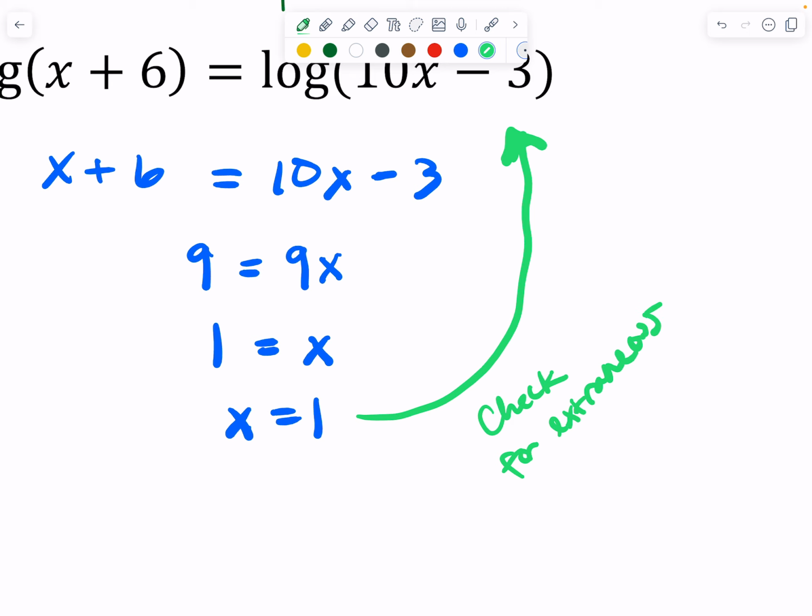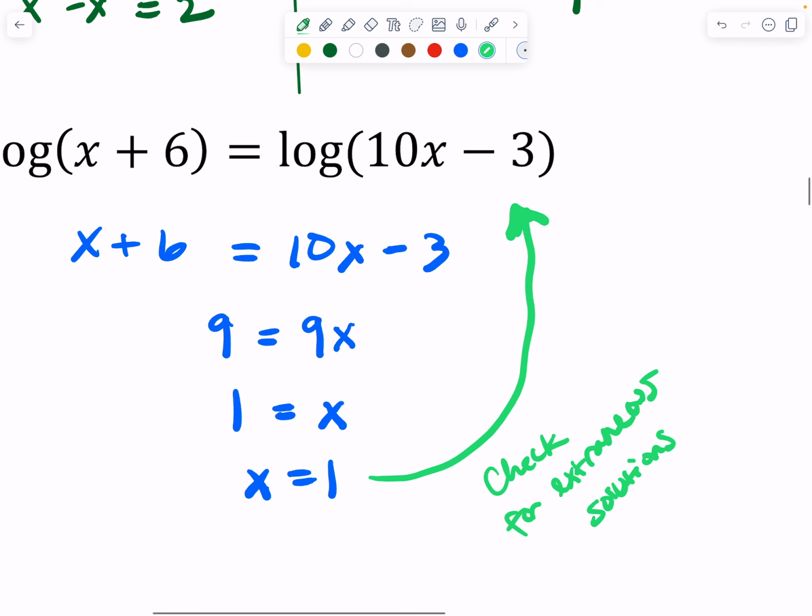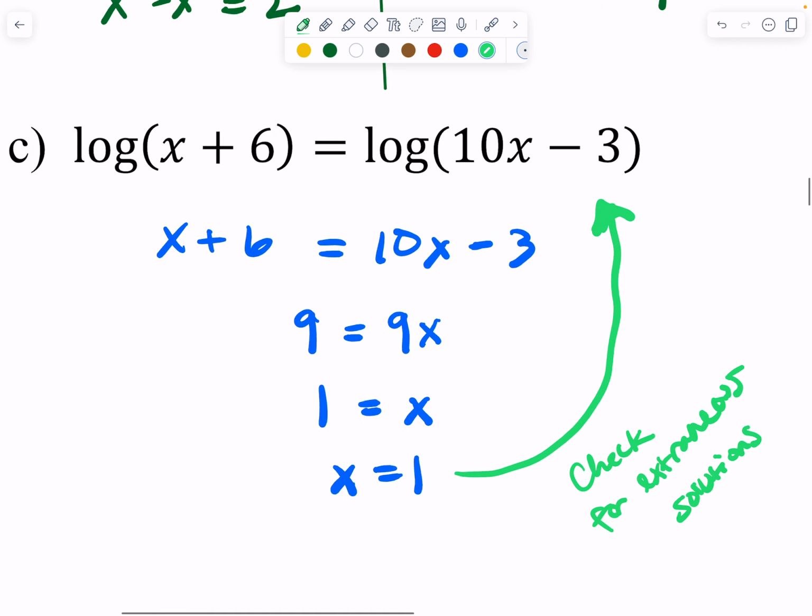So think about plugging the 1 back in. If we plug the 1 into the log on the left-hand side, that's log of 7. And when we plug the 1 into log of 10 times 1 minus 3, that would also be log of 7. So that works. So the solution to this equation would be x equals 1. And we were able to get there by thinking about applying the one-to-one property.